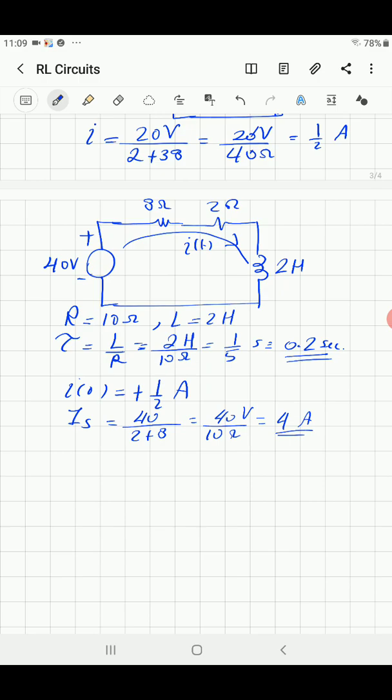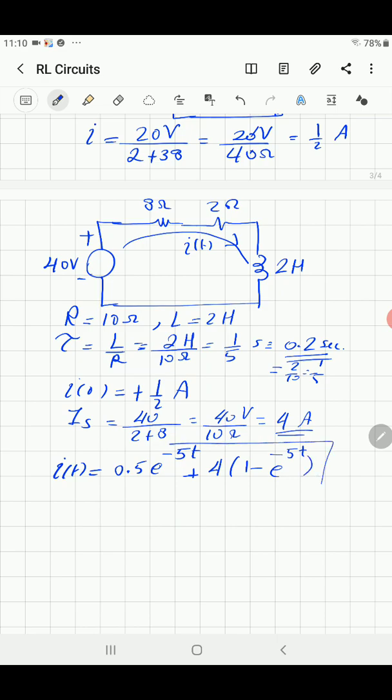But you're asking about the response, so you write it directly. I of t is equal to the initial value, which is 0.5 ampere, times e to the minus t over tau. Tau is 0.2, which is 2 over 10, meaning 1 over 5. So 1 over tau would be 5. I don't like fractions, so I'll just write it as e to the minus 5t, plus I_S equal to 4 ampere times 1 minus e to the power minus 5t.